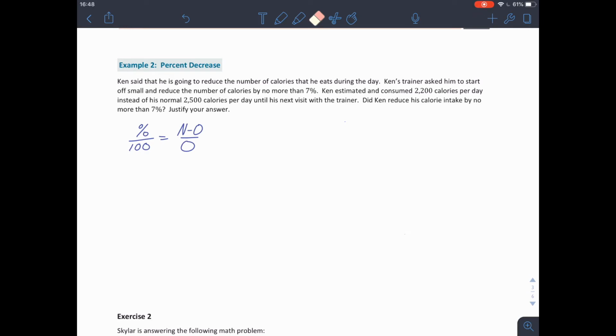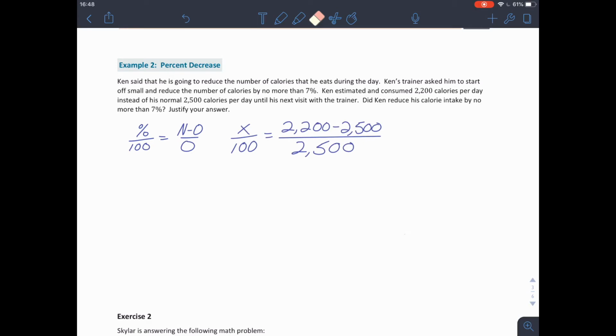Now we have 2 ways we could go about solving this problem. We could either figure out what 7% would be of his original and then reduce to see what his new amount of calories would be and compare them, or we could just try to find the percent change. I like the idea of finding the percent change.